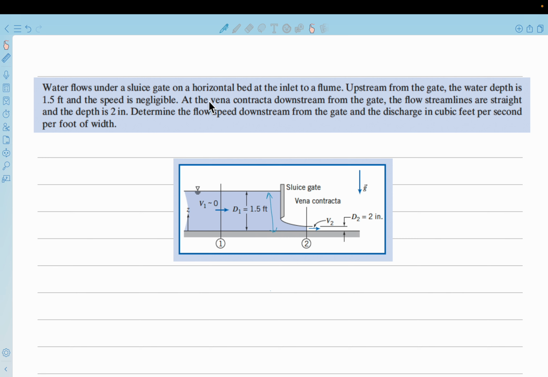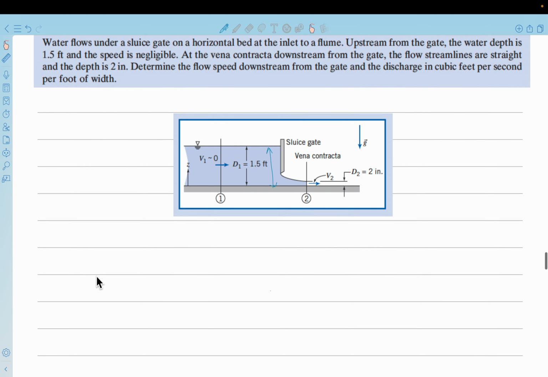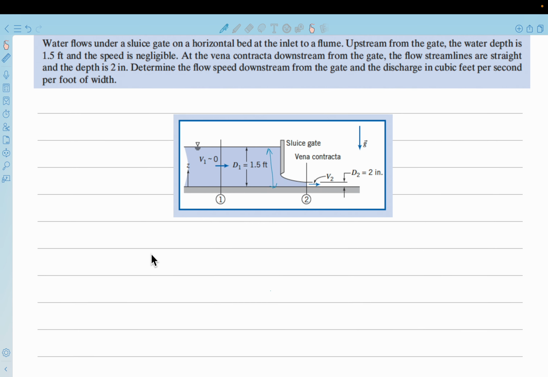and at the vena contracta downstream from the gate, so the gate is constructed such that there is a change in area, and at this outlet station 2 the flow streamlines are straight. So this is an assumption again. So the flow streamlines are straight and the depth is just 2 inch. Okay, so it's a very small depth. What you have to find is the flow speed downstream from the gate and the discharge in cubic feet per second. So first of all, what is discharge?